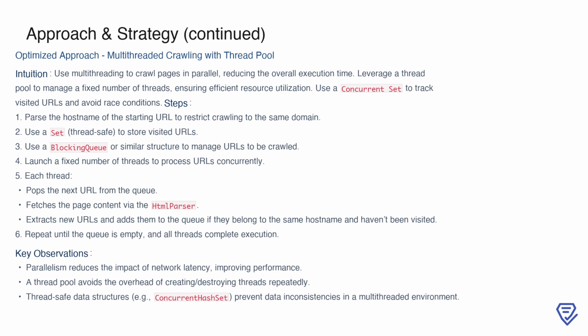The process starts by parsing the hostname of the initial URL, which ensures that the crawler stays within the same domain. A fixed number of threads are then launched, and each thread fetches URLs from the queue, retrieves their content using the HTML parser, and identifies new URLs to add back to the queue, provided they're from the same domain and haven't been visited. This cycle continues until every thread finishes processing and the queue is empty. By parallelizing the network requests, we reduce the impact of latency, and thread-safe operations ensure correctness. Overall, this approach achieves a balance of performance and resource management, making it highly effective for moderately large datasets.